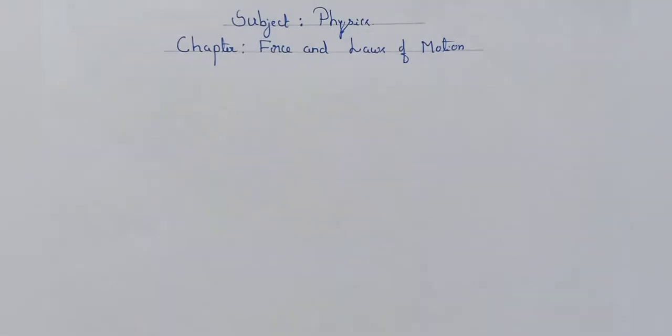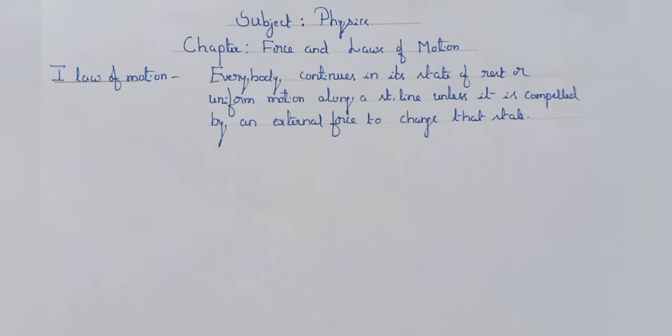Good morning, children. In the previous class, we have studied about balanced and unbalanced forces, Newton's first law of motion, and inertia. You know, Newton's first law of motion states that every body continues in its state of rest or uniform motion along a straight line unless it is compelled by an external force to change that state. From this law, it is clear that a body is unable to change its state of rest or motion by itself. This property of the body is known as inertia.